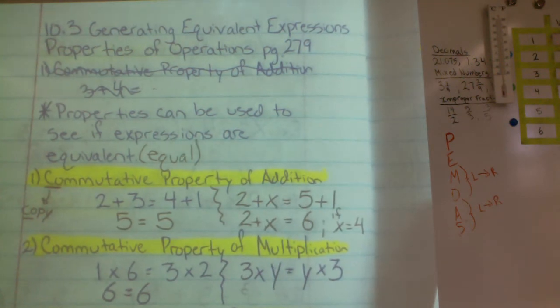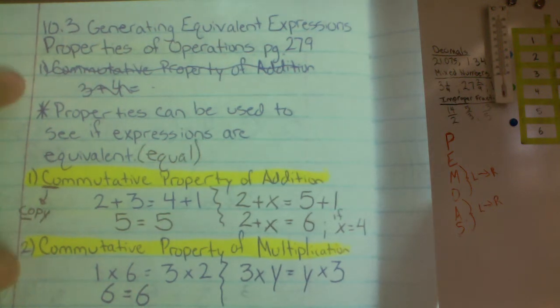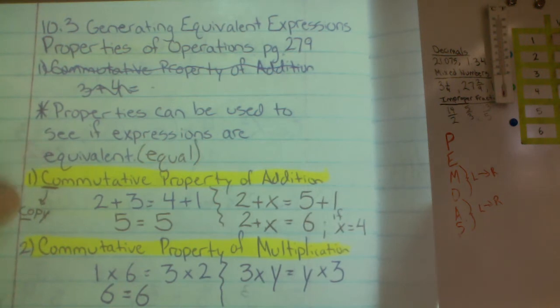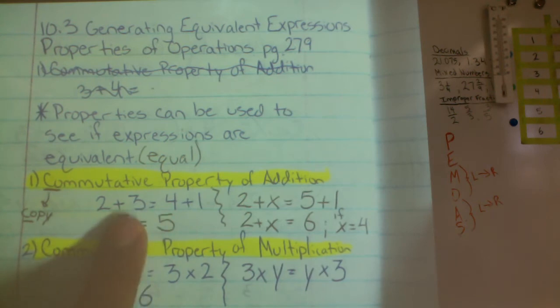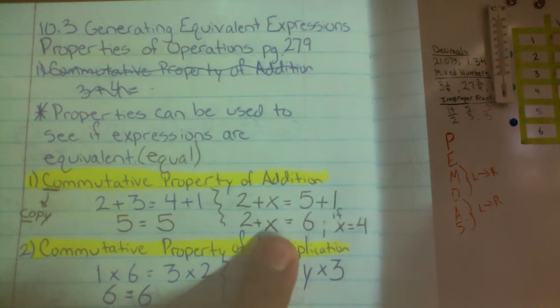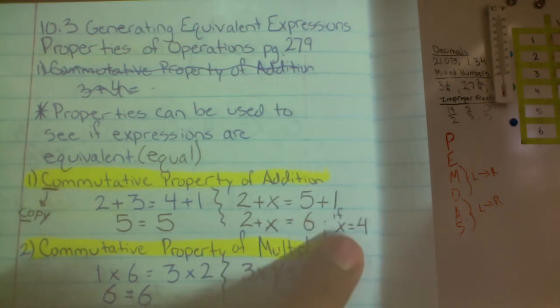Alright, so last week we talked about different equivalent expressions. We talked about different properties that we can use to see if expressions are equivalent. So there was the commutative property. We saw two sides that were equal. Remember, if there was no variable, we had to just solve for each side and see if they were equal. Now, if there was a variable, we could pretend any number was that variable, but if there was more than one variable, we had to put in the same number for that variable. So here we said if x equals 4, then these two sides would be equal.